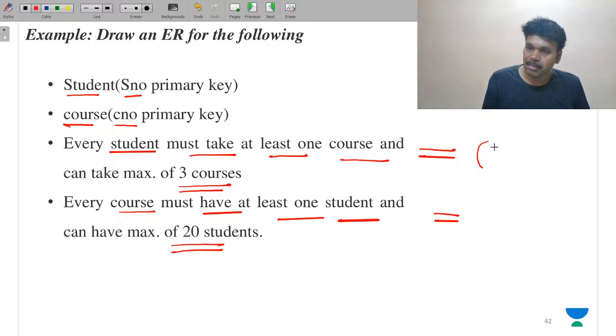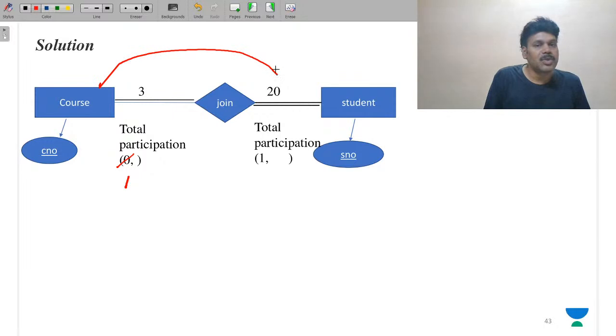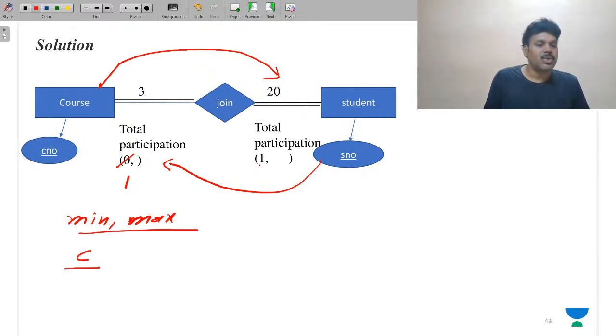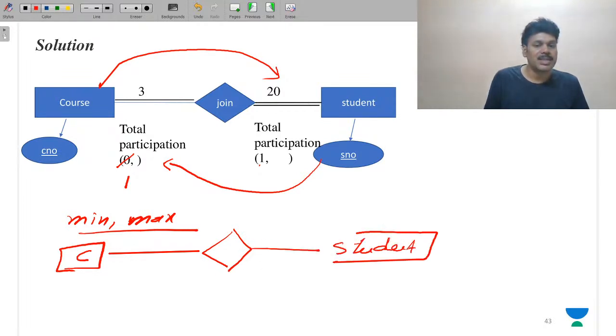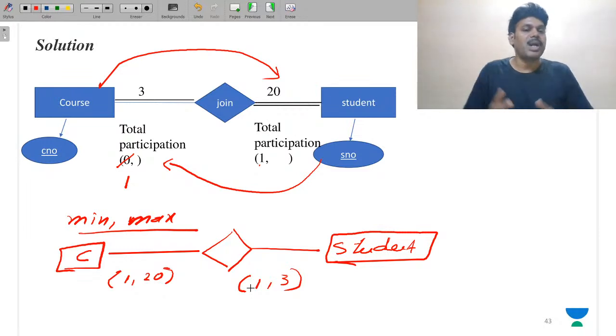So you can write here minimum 1, maximum 3, minimum 1, maximum 20. The same is represented in this diagram. What is that? Minimum 1 here, also minimum 1, maximum of course 20, minimum 1 of the student and maximum students 3. This you can write using min-max notation. Course in relationship with student, and beside the entity only we will write everything. 1 comma 20, 1 comma 3. So min-max notation is very easy to represent the minimum cardinality and maximum cardinality of an entity.